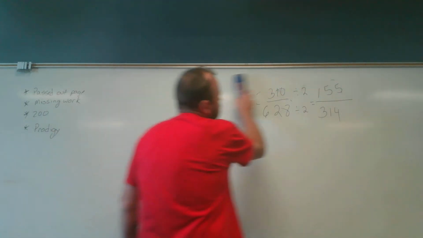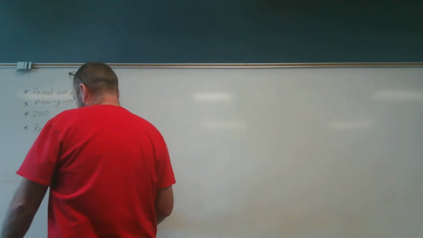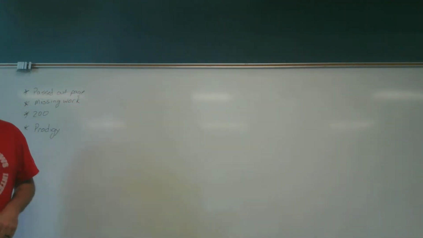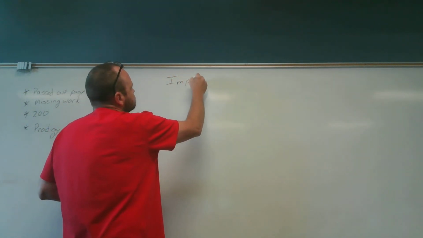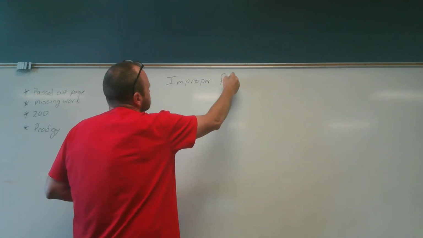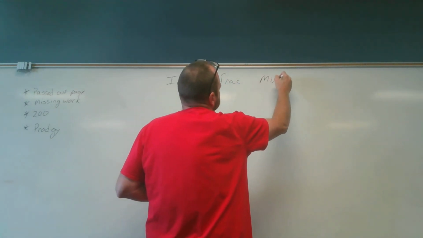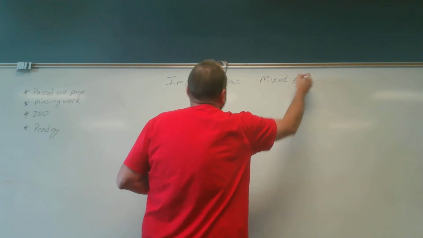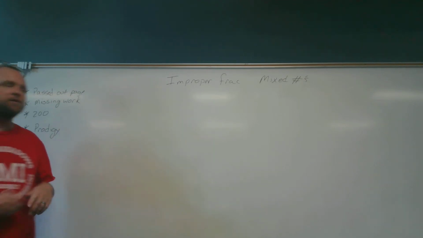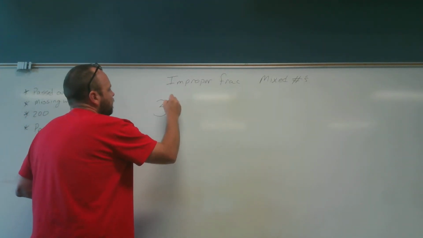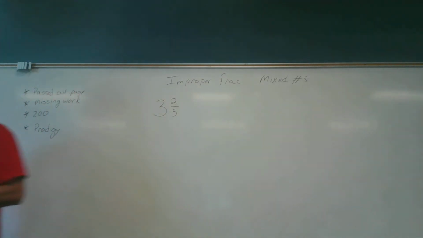All right, another thing that you're going to do today and on Monday, we are going to do improper fractions and mixed numbers. We have to know how to convert between the two of them. So let's start with a mixed number and change it to an improper fraction. Let's take 3 and 2 fifths. 3 and 2 fifths is a mixed number.